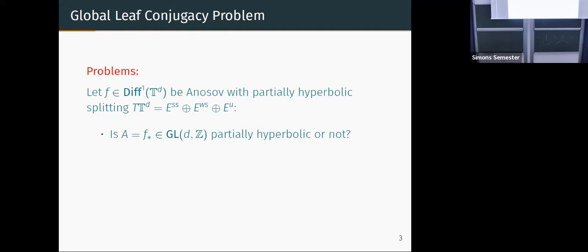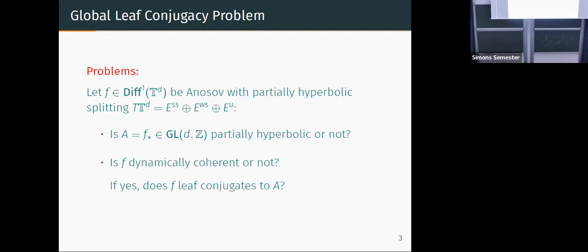Because for me, I need to assume my strong stable and unstable are jointly integrable, which is a very strong assumption. Without this assumption, we know nothing about what happens in high dimension, and whether it is dynamically coherent or not. Whether in this setting we can give some F which is Anosov, also partially hyperbolic, but not dynamically coherent. Are there some examples like this? I think we don't know. As far as my knowledge, I don't know.